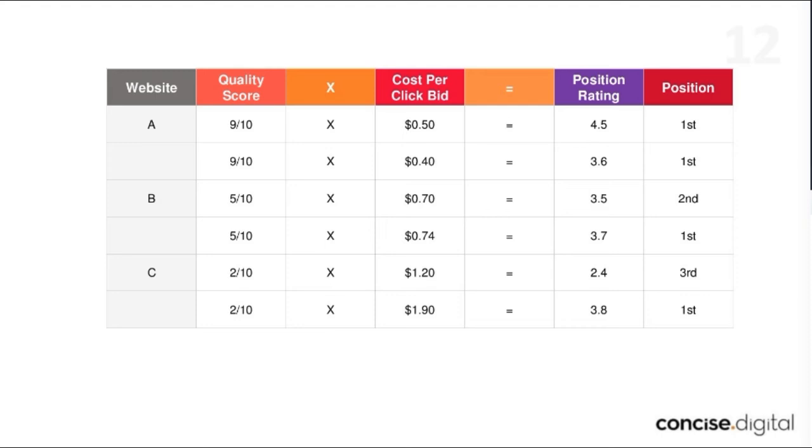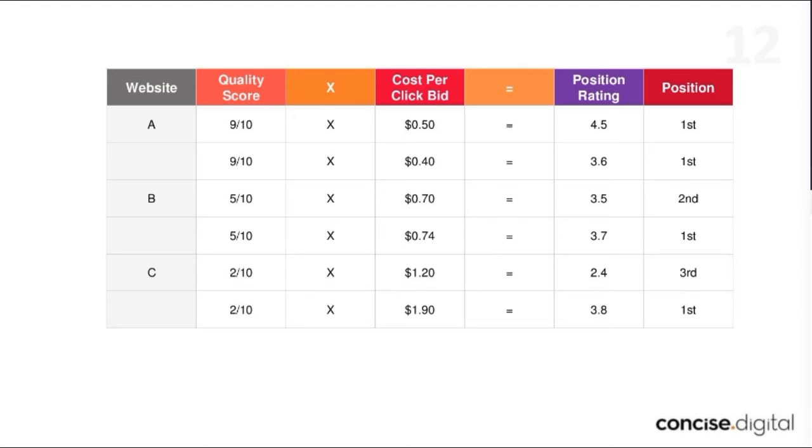Let's then say C comes along and says, well, I want to be first. So they've now got to get a 3.8, and because their quality score is so low, it's a 2 out of 10. The cost per click bid has to be $1.90. So they're paying nearly 4 times, in fact, nearly 5 times as much as advertiser A because their quality score is so low.